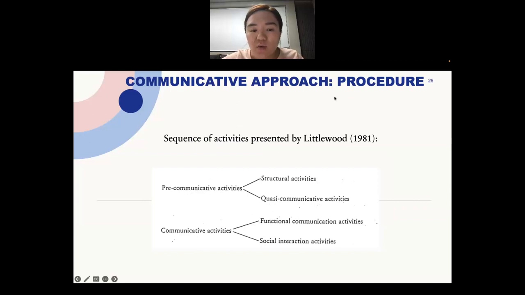That's it. Then the sequence of activities presented by Littlewood in 1981. He talks about pre-communicative activities, structural activities, quasi-communicative activities, then communicative activities, which involve functional communication activities and also social interaction activities, which are implemented in daily life, for example.